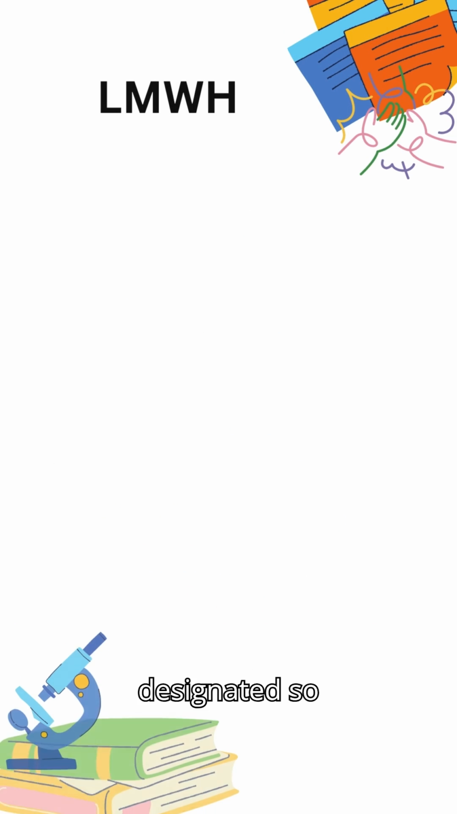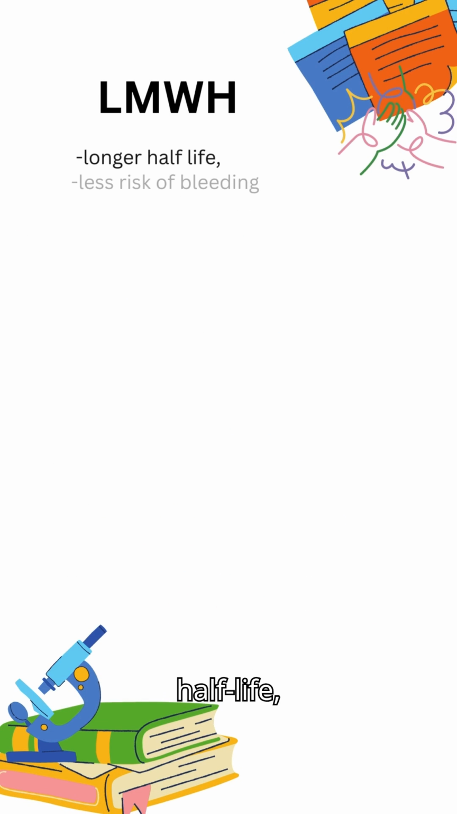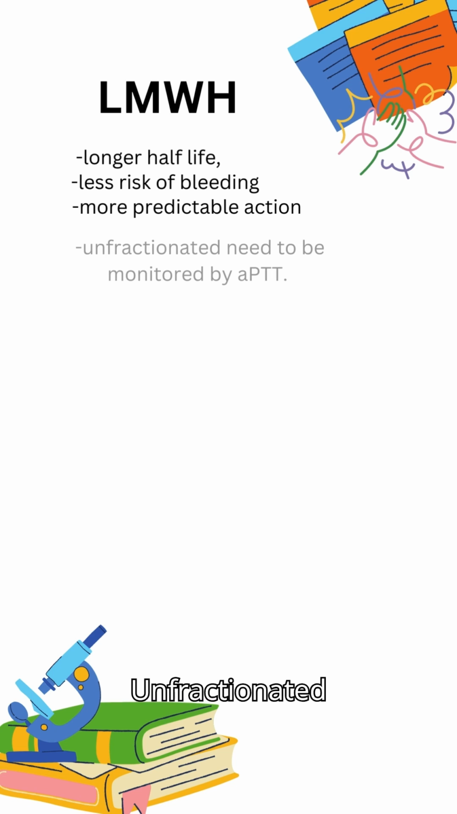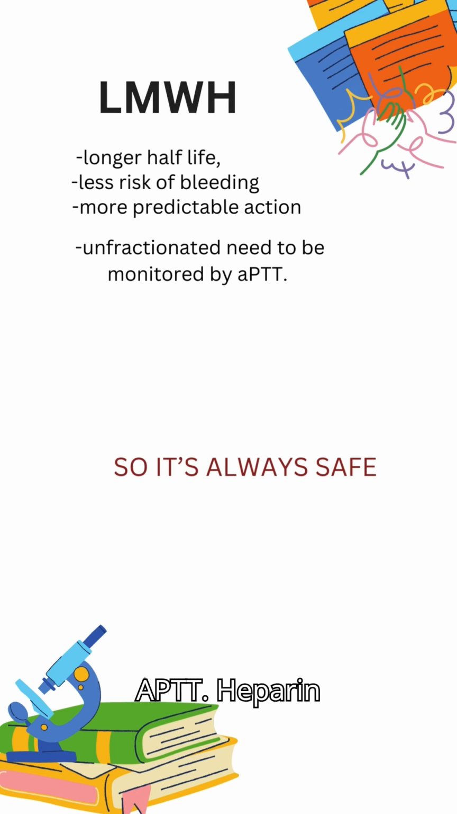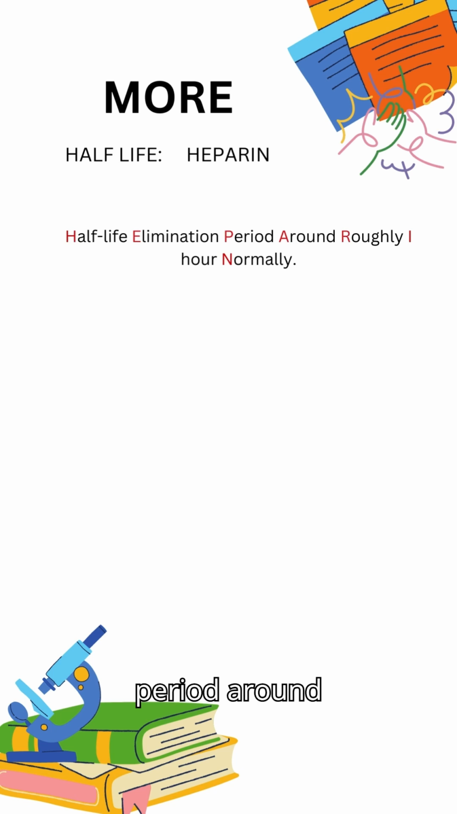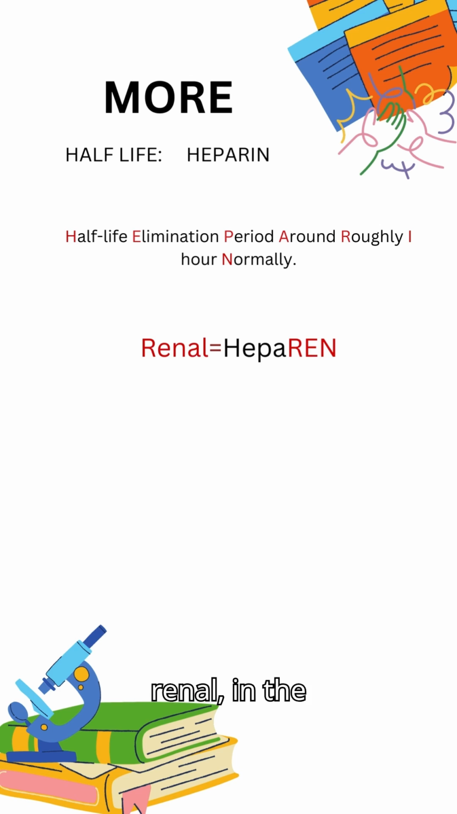Low molecular weight heparins have been designed so they have a longer half-life, less risk of bleeding, and more predictable action, so they can be given for inpatients and outpatients. Unfractionated needs to be monitored by APTT. Heparin half-life is about 1 hour. You can remember it by the word "heparin", which stands for half-life elimination period, roughly 1 hour normally. Excretion of these drugs is by the kidney; you can remember it by the suffix "ren", renal, in heparin.